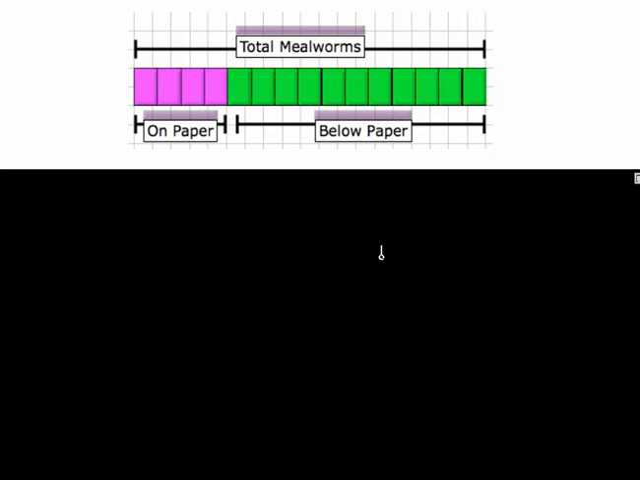would look like this. You could see our total mealworms. We could have 15 parts. On paper is represented by 4 of those 15. Below paper is represented by 11 of those 15. Now let's take this to answer the questions that are in part 4 of your investigations packet on fractions.